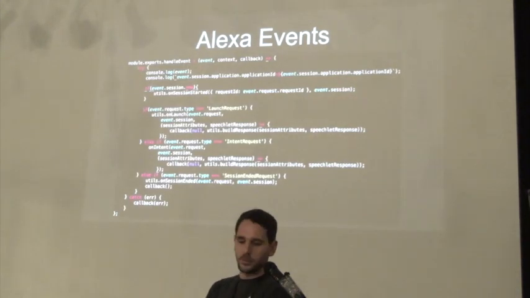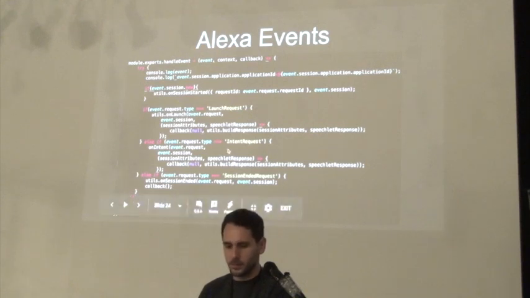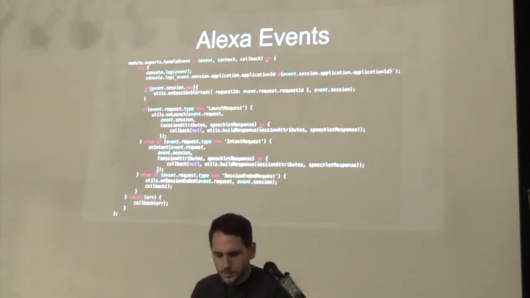I don't know if these are readable at all. But this is a simple handler. This is the main handler for the Alexa. The main three things here are, it switches through the request type. It might be a launch request, or an intent request, or a session end request. So a launch request is like, Alexa, open Denver Devs.